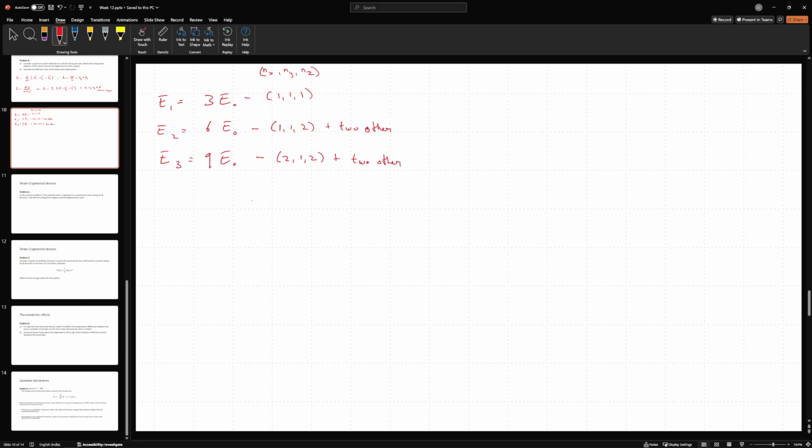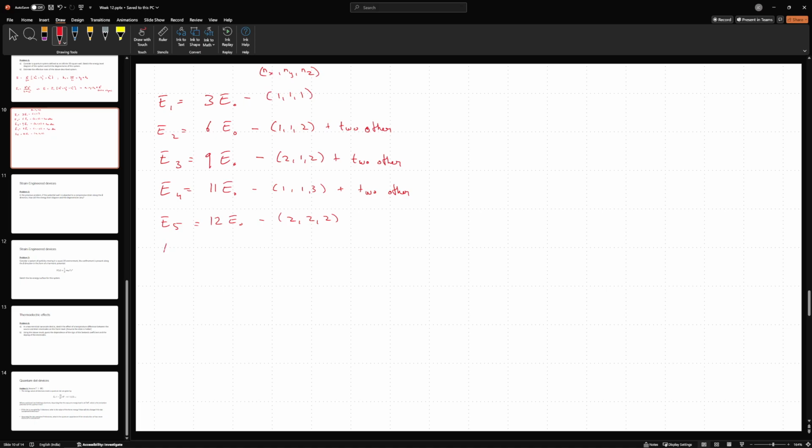And the fourth energy level, E4, is going to be 11 E naught, as I just pointed out before. So this is going to be for 1 comma 1 comma 3. And again, there are two other configurations where I can achieve the same energy level. And the fifth energy level is going to be 12 E naught, where I have 2 comma 2 comma 2. And there is only one possible configuration for this, plus no other.